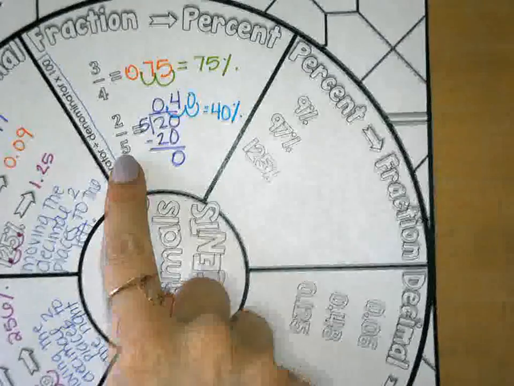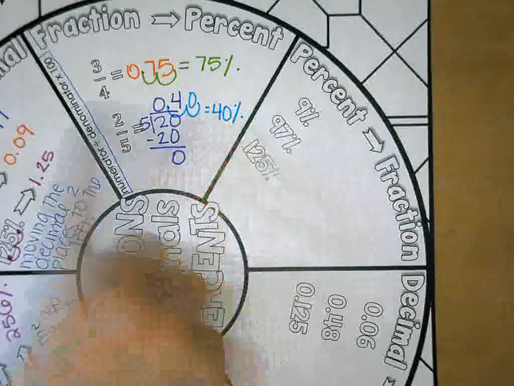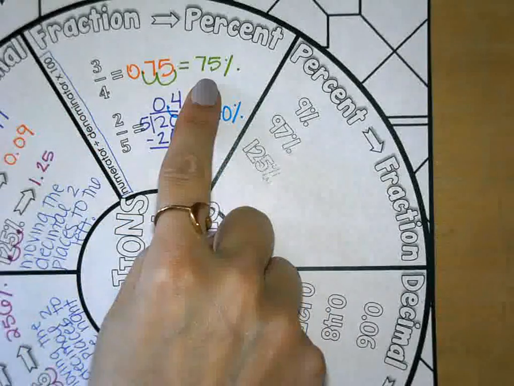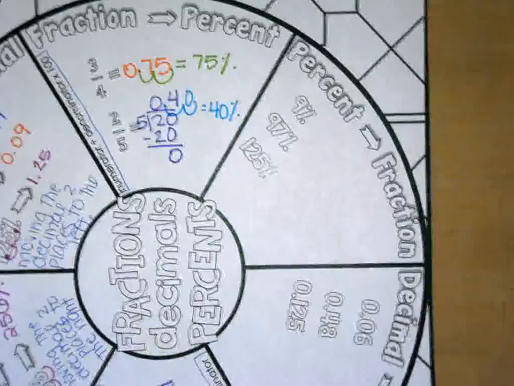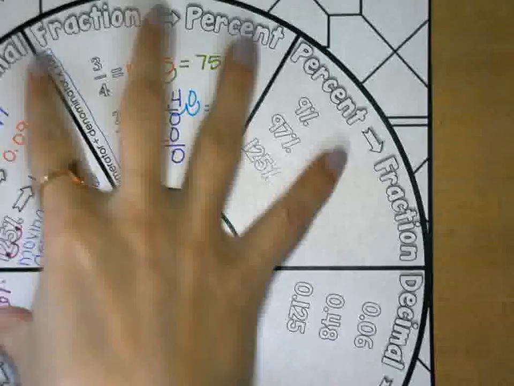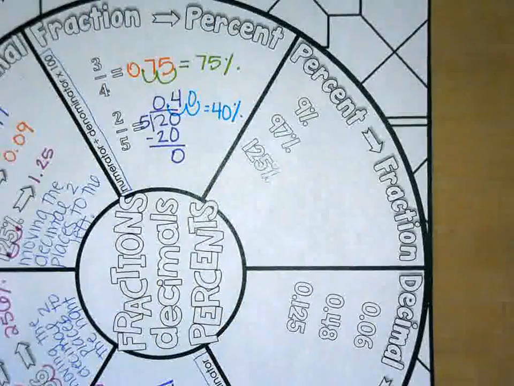If you were to get a 2 out of 5 on a test, you get a 40%. If you were to get a 3 out of 4 on a test, you get a 75%. That is how that works. This is how I do your math stuff every single day. I use this all the time.